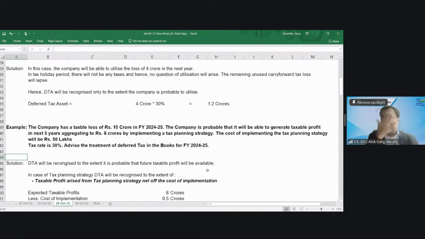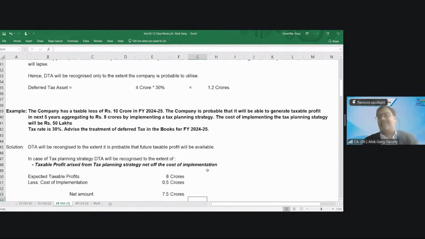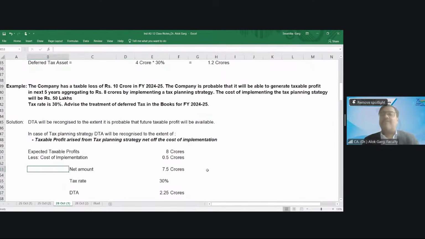So the standard says that DTA will be recognized to the extent it is probable that future taxable profit will be available. In case of a tax planning strategy, DTA will be recognized to the extent of what? Taxable profit arising from the tax planning strategy net of the cost of implementation. So in this case, what is my net amount? 7.5 crore. So this company will recognize the deferred tax asset only to the extent of 7.5 crore.